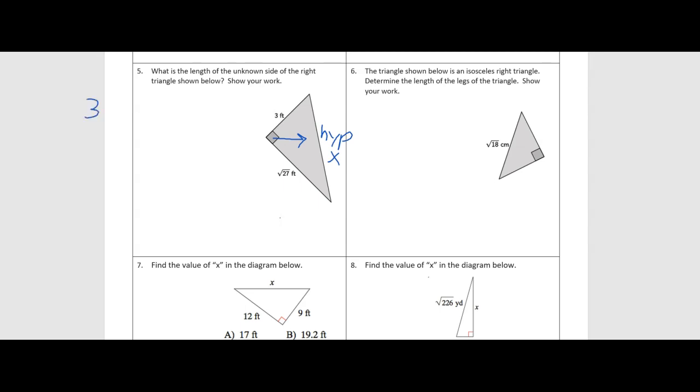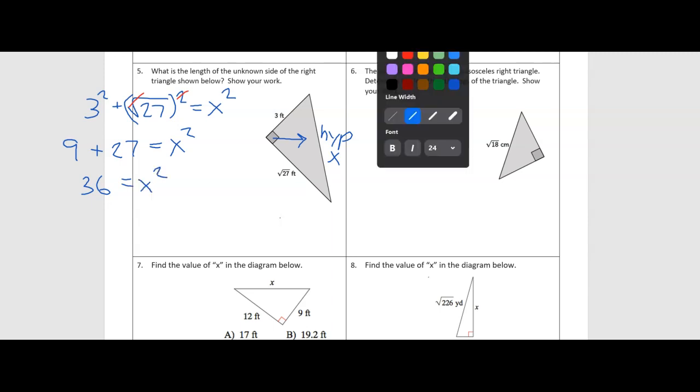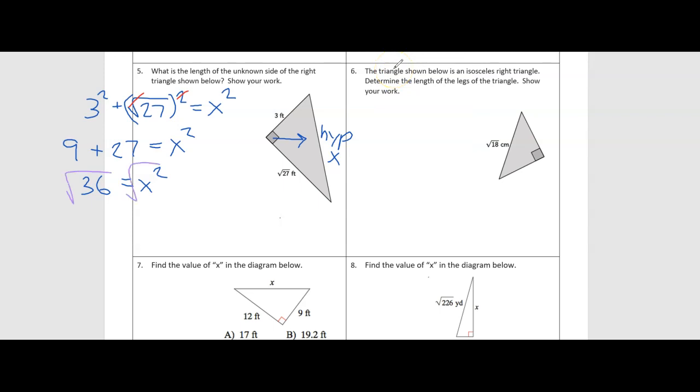And this time I get 3 squared plus the square root of 27 squared. So that looks a little different than what we've had before, is equal to x squared. 3 squared is 9. Now the square root of 27 squared, well, the square root and a square, those undo each other. Those are inverse operations. So I'm just going to be left with 27 is equal to x squared. And you can see this one's going to come out nicely. So I get 36 is equal to x squared. If I take the square root of both sides, I'm going to get x is equal to 6.